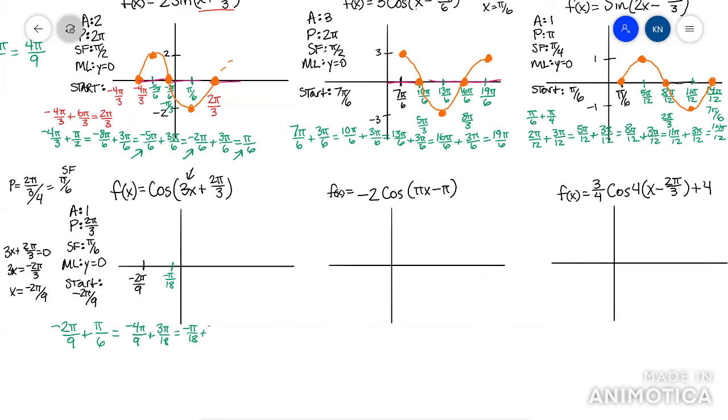Then I do it again. I get 2 pi over 18, which really is pi over 9. Next one's at 5 pi over 18. And the last one's at 8 pi over 18.